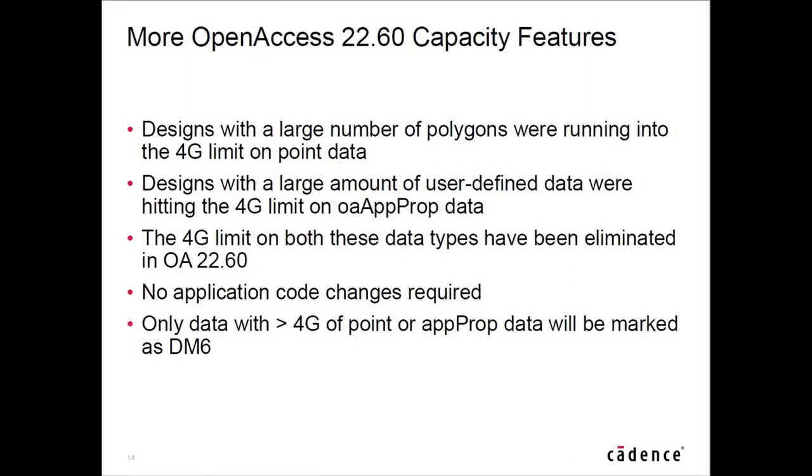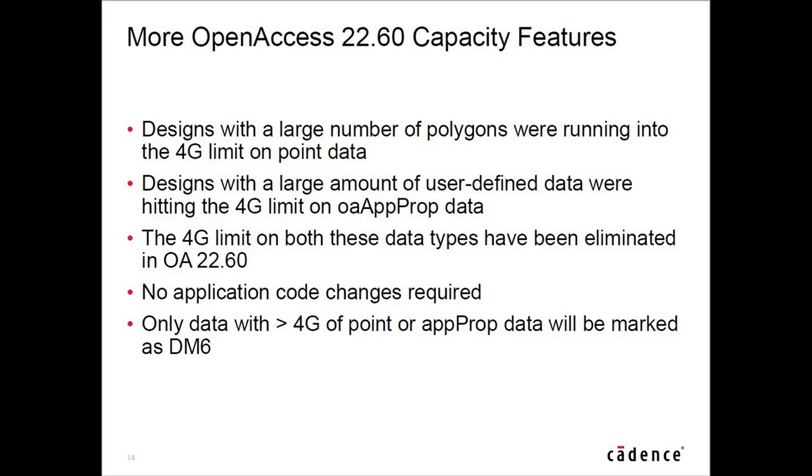Now, while we were at it, we had some customer bug reports and SI2 bug reports where applications were running out of room for two different types of data. We had some reports of people who were trying to import through Stream data that had OPC data associated with it, so it had tons of polygons, and they were running into the 4 gig limit on point data. I think there was also an application that, and I don't think they meant to do this, was creating a lot of OA app props, and they had hit the 4 gig limit.